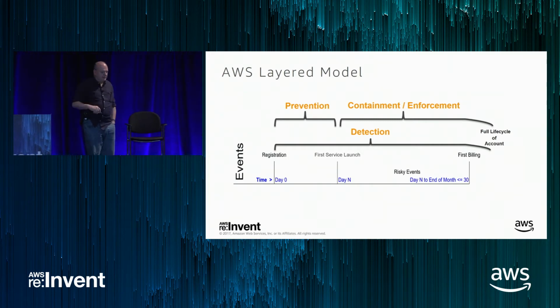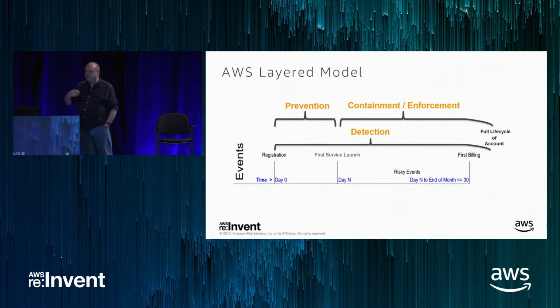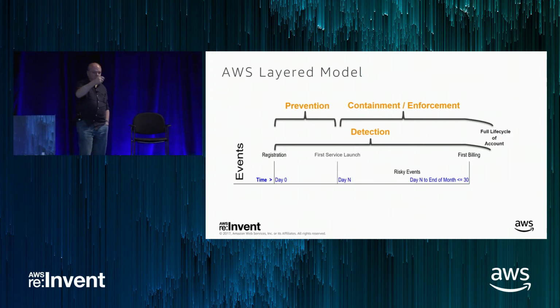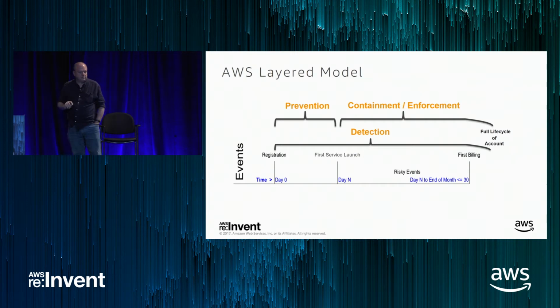And because we think about this in layers, we can reuse parts of our detection. We can reuse parts of our prevention. We can reuse parts of our containment and enforcement, which allows us to move faster every time we fight a new type of fraud outbreak or new type of fraud. We now can move faster for the next one because we have components that are reusable. And that's one of the reasons we think in terms of layers.